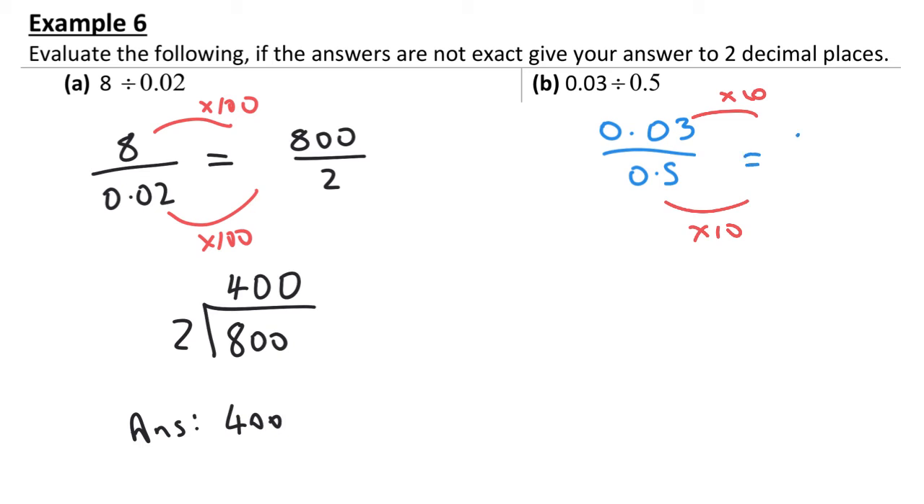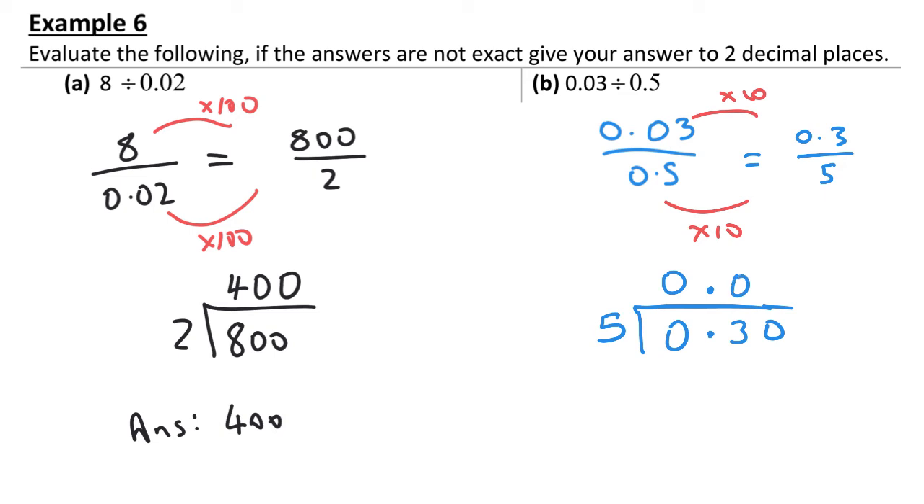And that's going to give us 0.3 over 5. So now we can change back into a division. So 0.3 divided by 5. I'm going to put in an extra 0. So 5 into 0 doesn't go. Put in the decimal point so that it lines up with the decimal in the question.